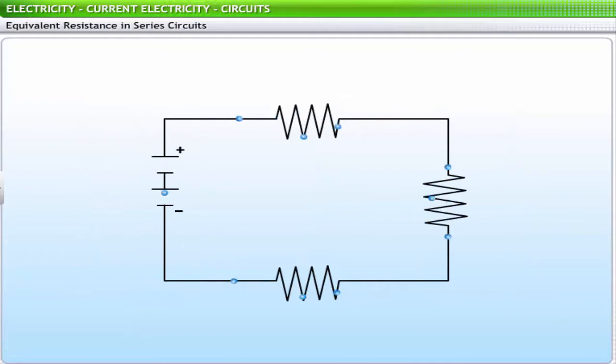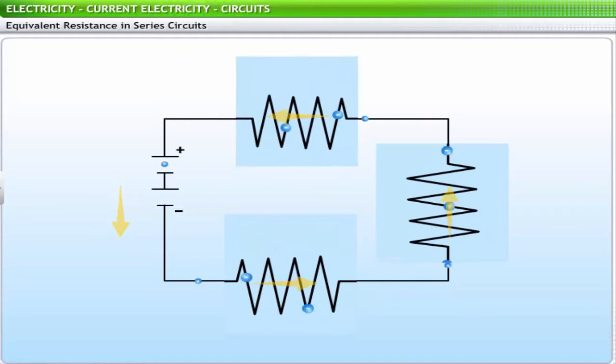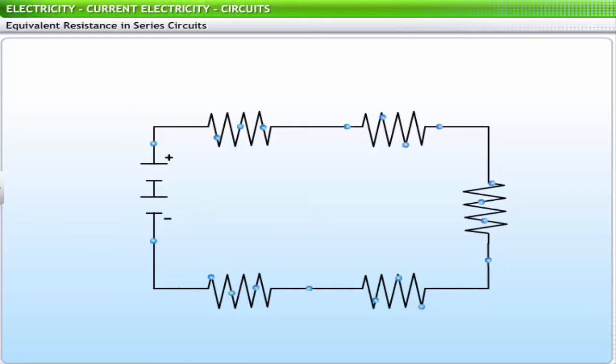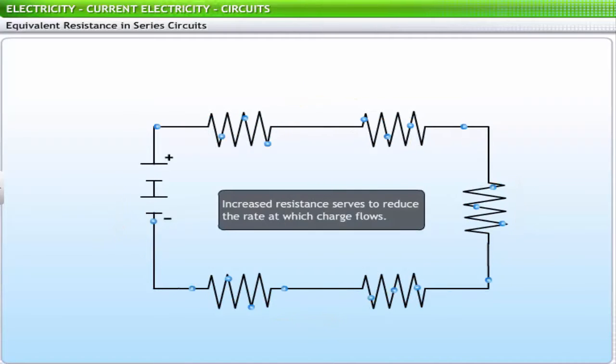Consider the series circuit shown in the figure. Since there is only one pathway through the circuit, every charge encounters the resistance of every device. Therefore, adding more devices results in a larger overall or net resistance. This increased resistance serves to reduce the rate at which charge flows.